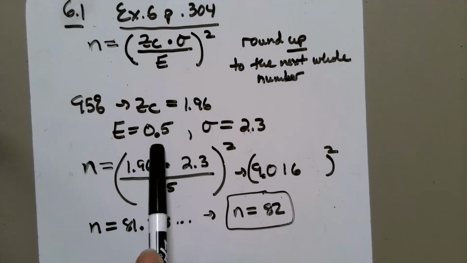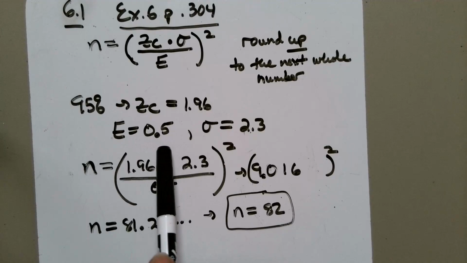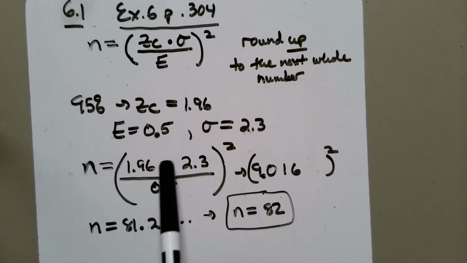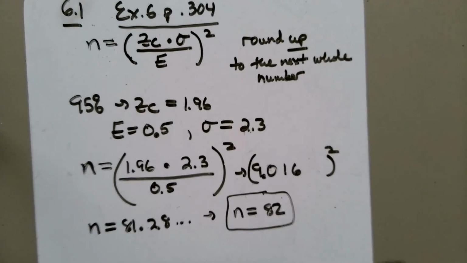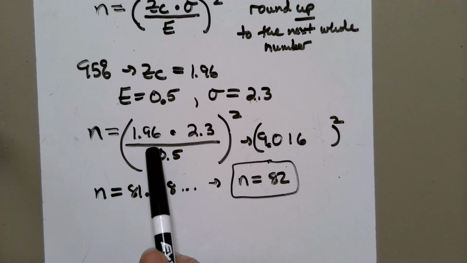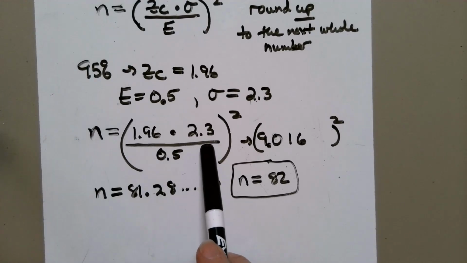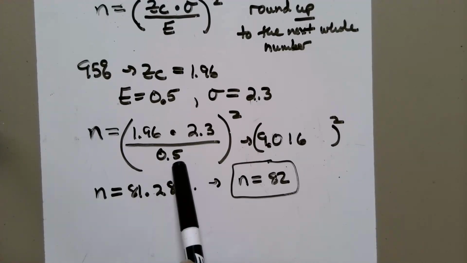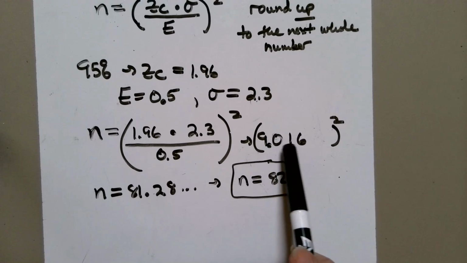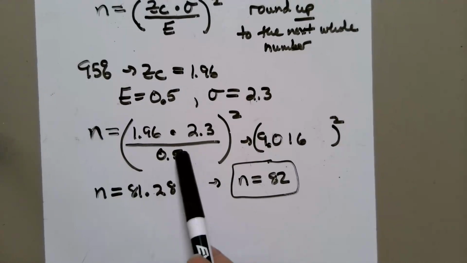So if we want a more precise estimate with less error than we originally calculated with that sample size of 40, which had a margin of error of 0.7, we're going to need a bigger sample than 40. So when we put in these numbers, critical value of Z 1.96 times sigma, the standard deviation of 2.3, divided by the margin of error E 0.5, that's going to give you 9.016 when you do this part.